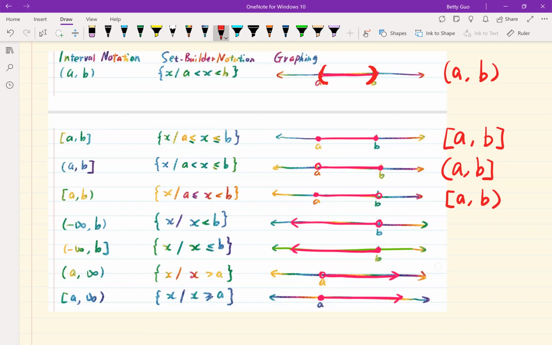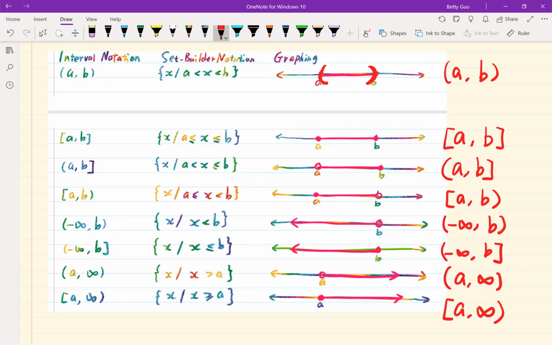The next one is left closed, right open, so it's a half-closed, half-open interval as well. And this one, left endpoint is negative infinity, right endpoint is B. B is excluded, so it's an open interval. This one, negative infinity to B. B is included, so we have a bracket at B. This is A to positive infinity. A is excluded. And this is A to positive infinity, left closed, right open. All right?